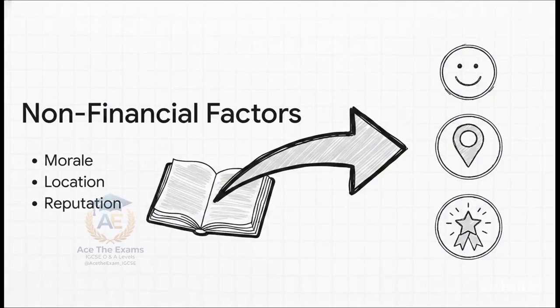Crucially, you've got to look beyond the ledger to gauge the true quality of profit. To remember these non-financial factors under exam pressure, I highly recommend using the A-star memory hack, the mnemonic LRM. That's location, reputation, morale. LRM. The physical location of the business, its market reputation, and staff morale, none of these are captured anywhere in the double entry records. Yet they are absolutely vital for the business's long-term sustainability and return on capital employed.